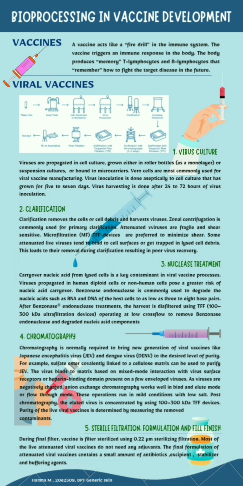Many of the attenuated viral vaccines are finally formulated with different strains of the virus. Most of the live attenuated viral vaccines do not need any adjuvants because they are naturally potent immunogens. They can produce immune response by themselves. Most of these vaccines are lyophilized, that is freeze dried. The final formulation of attenuated viral vaccines contains a small amount of antibiotics, excipient, stabilizer and buffering agents. Excipients are inactive substances that serve as a medium for a drug or other active substance.